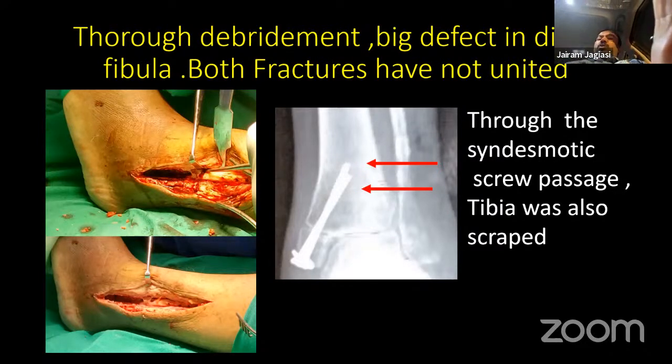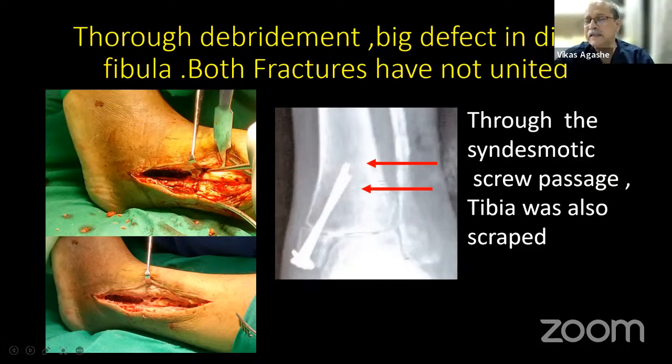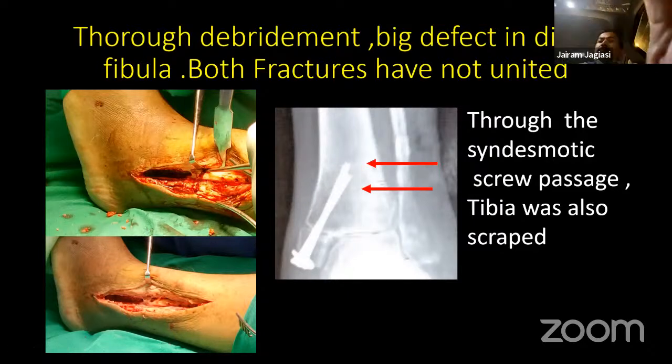Now the clinical parameters: is there any evidence of infection? This is immediate post-op, or say about 8 days after surgery. The wound appears quite clean, as you can see here. There is no other evidence of infection. CBC, CRP, etc. are normal. The wound is absolutely clean, but there is a huge defect in the lateral malleolus.